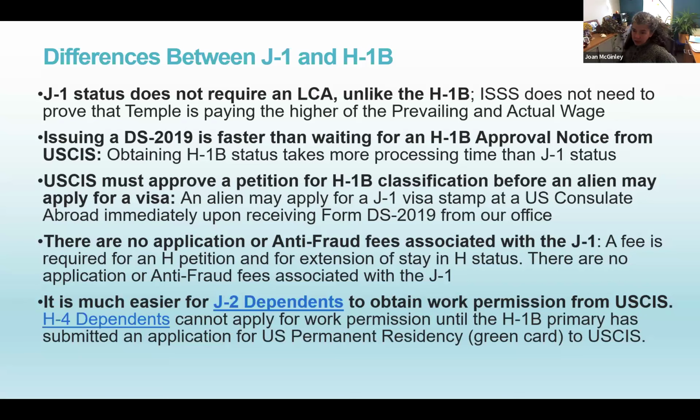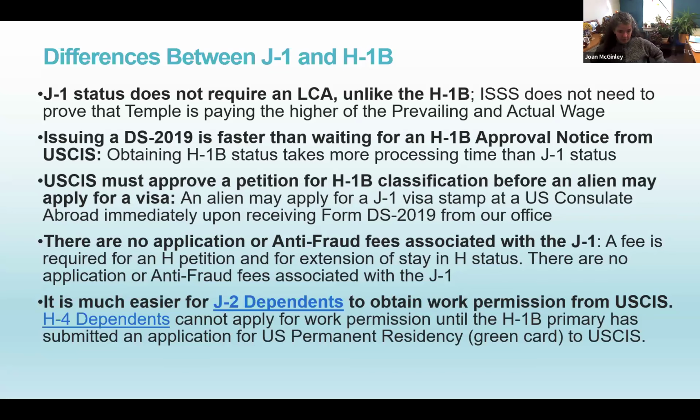The good thing about the J is you don't have to do an LCA. We also don't have to submit anything to USCIS or pay any fees. Issuing a DS 2019, in the time we've been speaking, I could have issued about 15 of them. Issuing the form is not that difficult. USCIS has to approve the H, and unless you premium process it, it's going to be a very, very long process. There's no application or anti-fraud fees with the J. We don't even pay anything to the Department of State for the privilege of issuing Js.